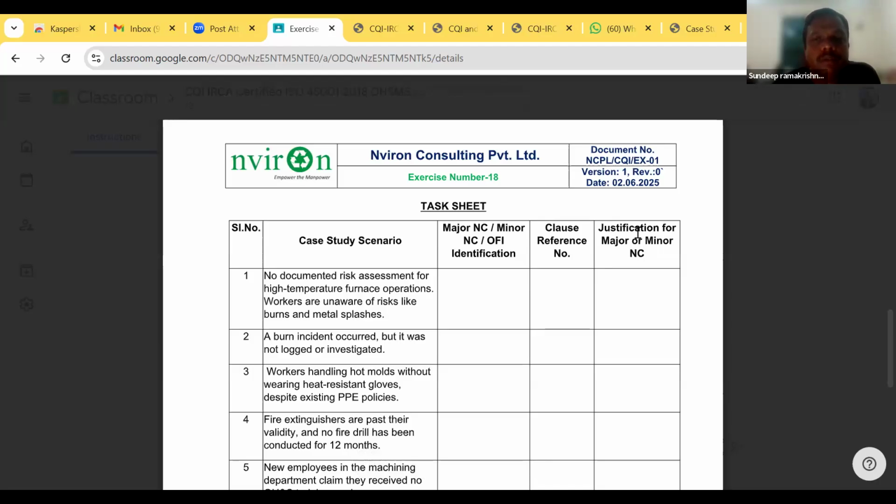If you say it is major, it will create injury and ill health, if you are able to prove it. It will not demonstrate OHS performance. So considering all those points, only if the management system is unable to achieve the intended outcomes do you classify it as a major NC.